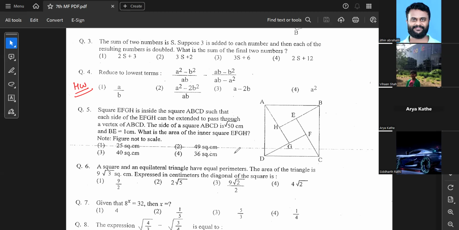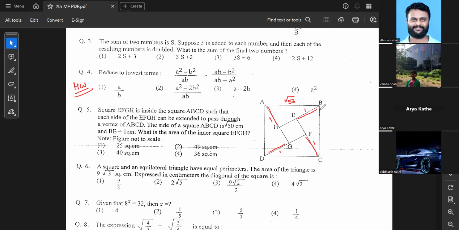So I was reading the fifth question. The side of the square ABCD is root 50, and BE is 1. If this section is 1, then obviously this section is also going to be 1, and this, and this, and all these, due to symmetry. What is the area of the inner square?